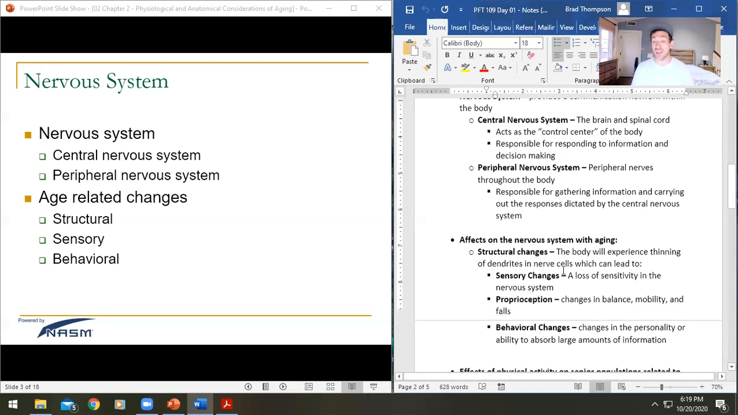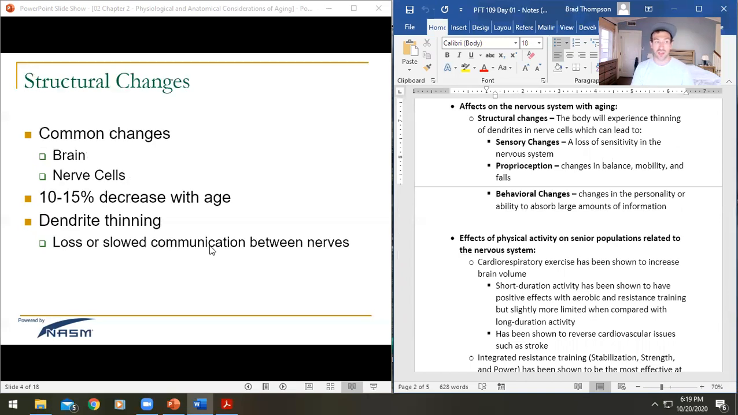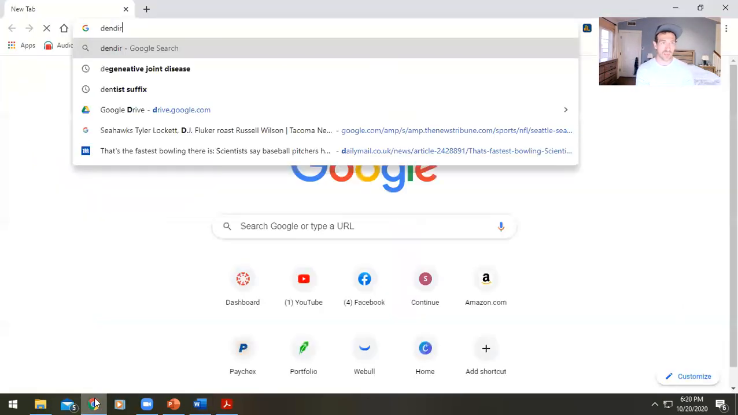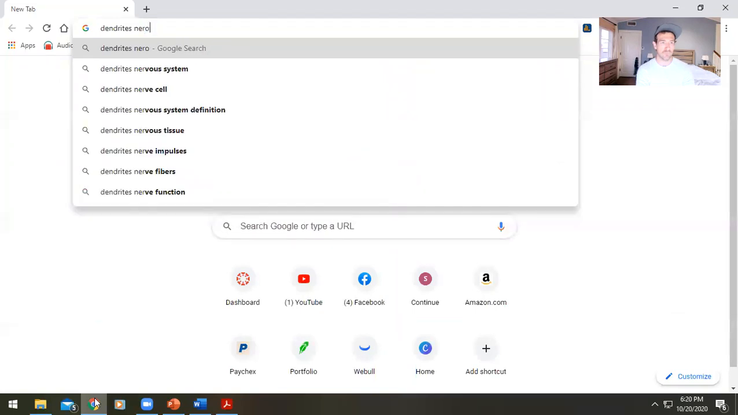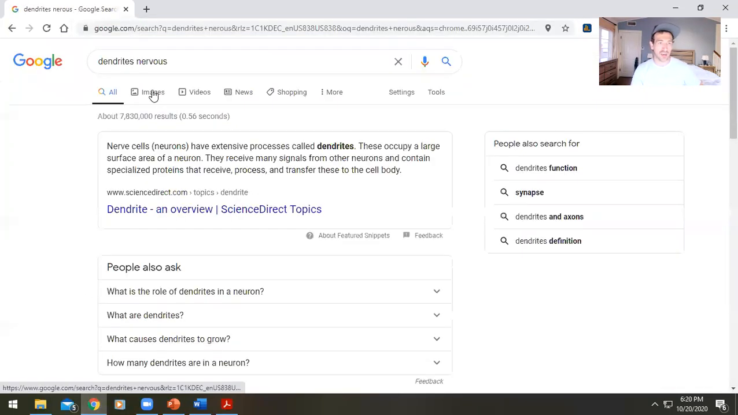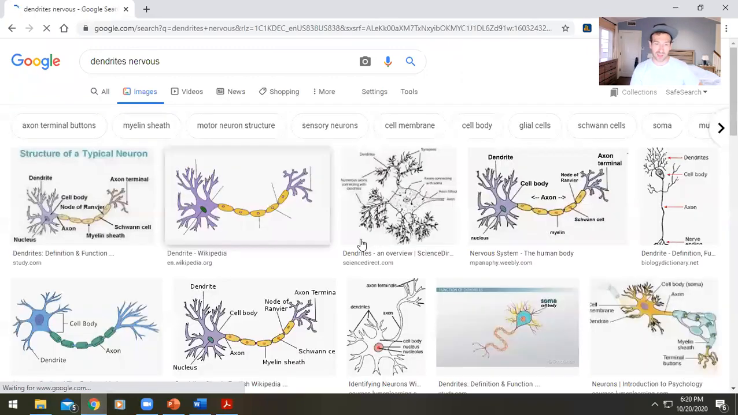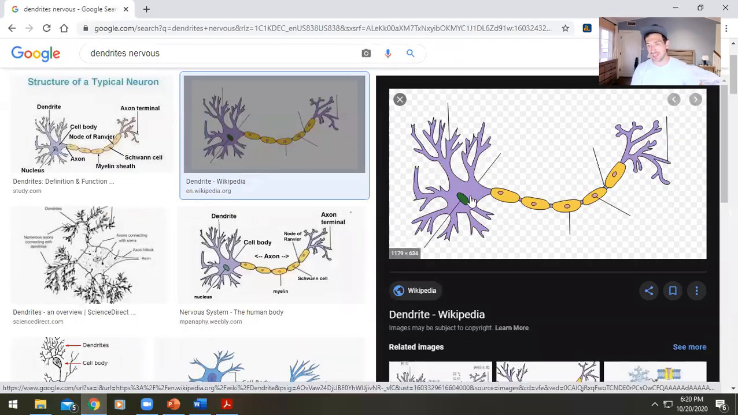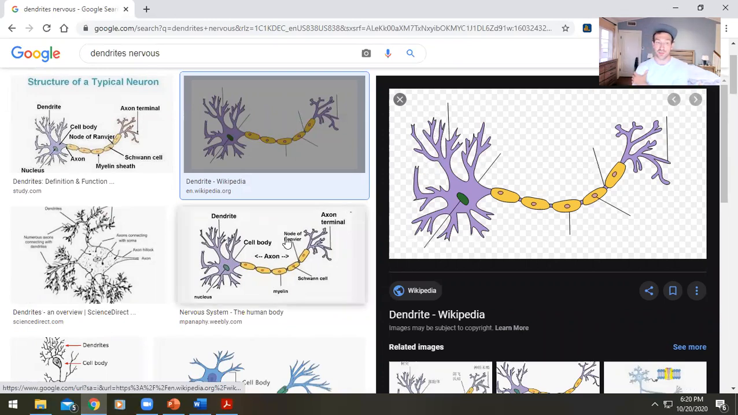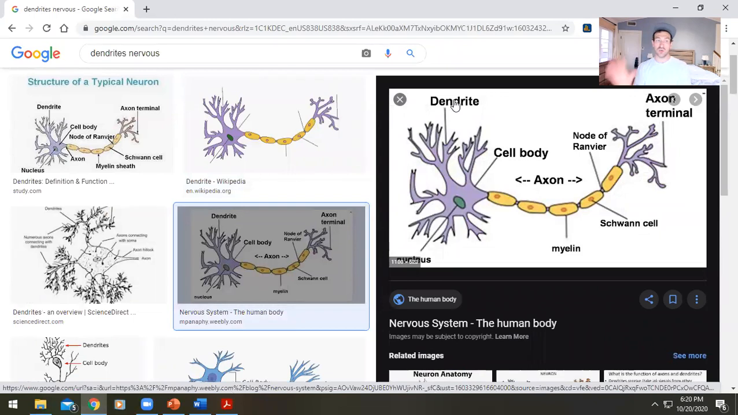Now, there are going to be some age-related changes here. As we get older, there are some structural changes that happen in our nervous system. The body experiences, on an anatomic level, a thinning of your dendrites. When you look at your nervous system, you remember what a neuron looks like. You have the main cell body, you've got the axon, and then you've got all these fingers right here, which are the dendrites. They are there to gather information. They're like the peripheral part.